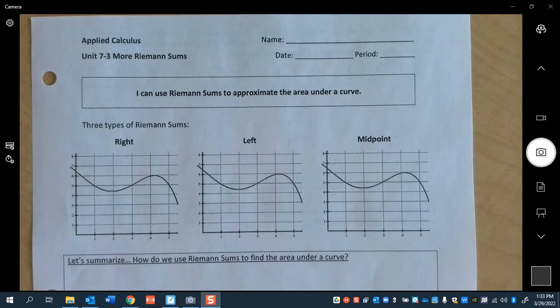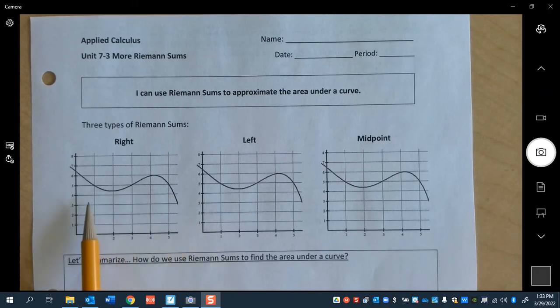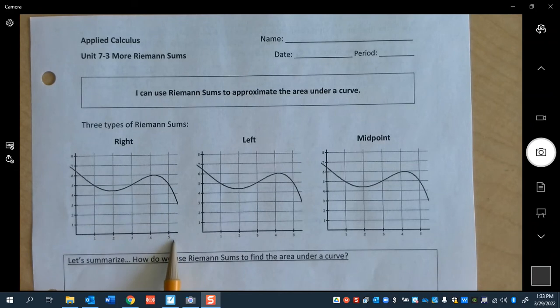When I go to do this, I go ahead and draw a rectangle, and whether I draw that rectangle with this whole, hold on just 1 minute, I'm sorry.